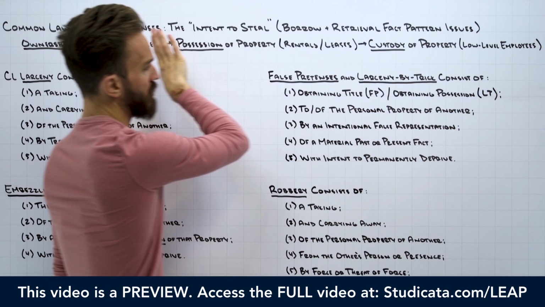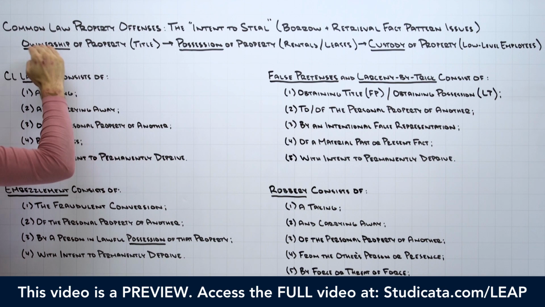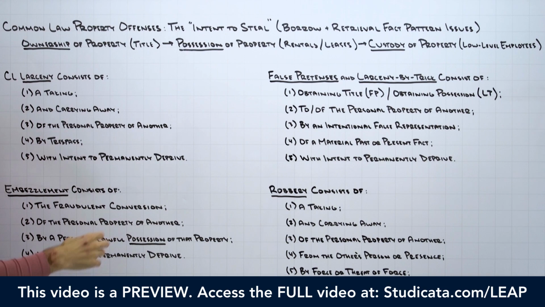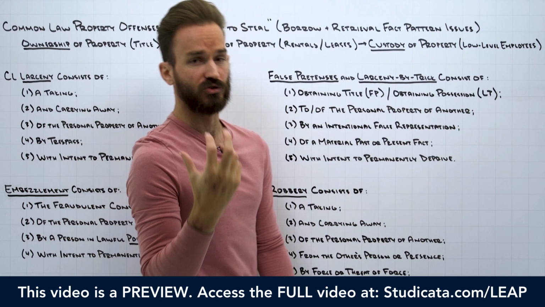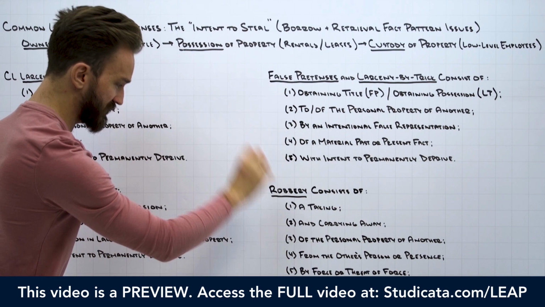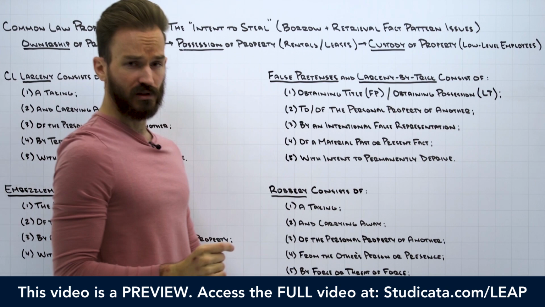All right, with that, if we understand the mens rea requirement, the mental state requirement for all of these crimes, which is the specific intent to steal, and we understand this spectrum of dominion and control over property, we are ready to move on to the actual crimes themselves, and we can break each of these down element by element, starting with common law larceny.